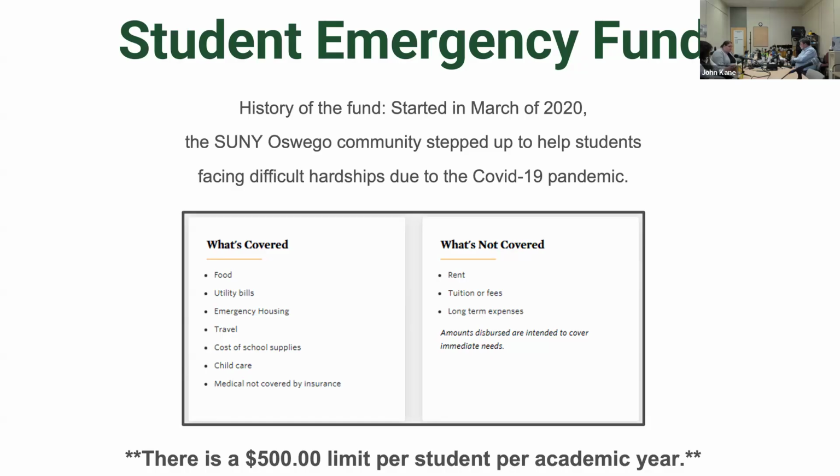We did want to mention, you'll see this on multiple slides, but there is a $500 limit per semester. Our funds are not renewable in the sense that, yes, we have donors supporting us throughout the year, but we are not able to sustain more than $500 per student per academic year.